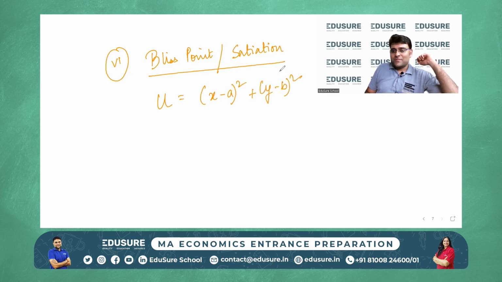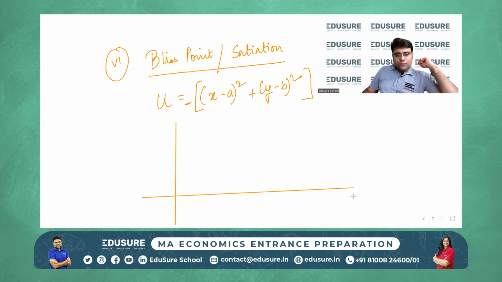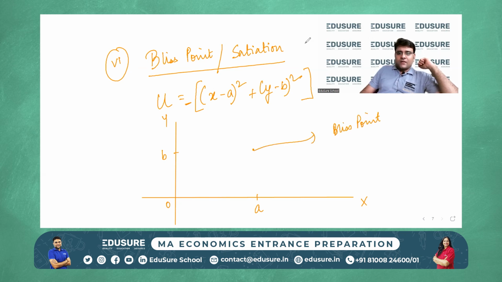this kind of a framework, with normally a negative sign in front. So if my x is equal to a and y is equal to b, that will give me the highest utility. So the point (a, b) will give me the highest utility. The utility will always be negative except at the point (a, b). So (a, b) is called the bliss point, and you'll get indifference curves which will be circular in nature.